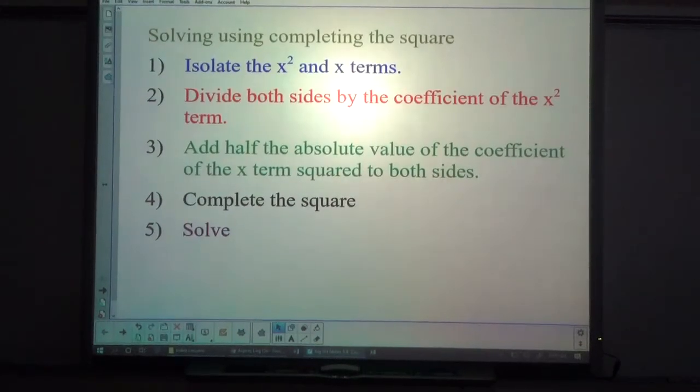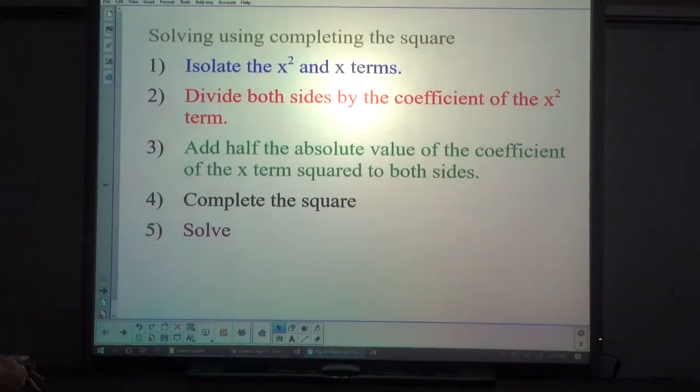All right, today we're going to be looking at solving quadratic equations using completing the square. Completing the square is as much effort, I think, as the quadratic formula, but it is one of those things that you can use, like the quadratic formula, to solve any and all quadratic equations.